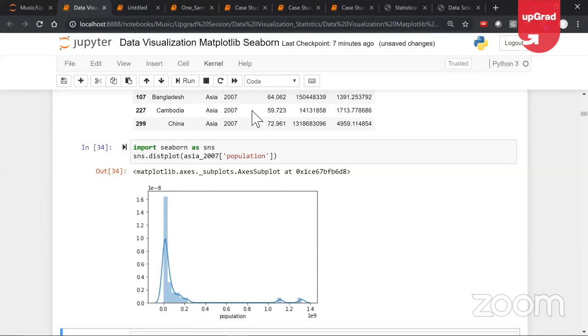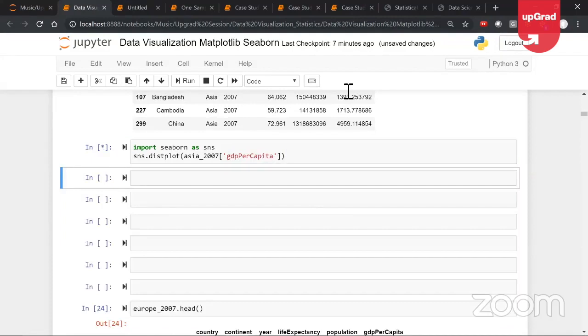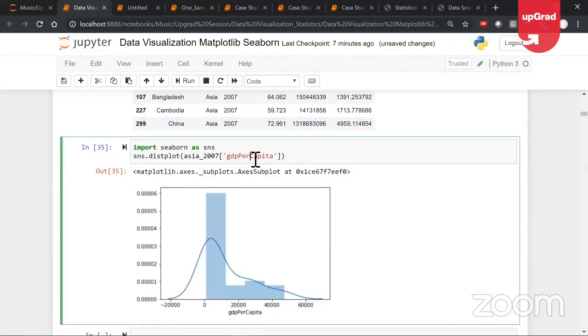And by the way, this is population. The same kind of skew you'll find with GDP per capita also. It is again right skewed, as you can see. Okay, we'll stick to population here. So what do you do with the skew? Skew is happening because of outliers. Absolutely correct. So then how do you handle it?